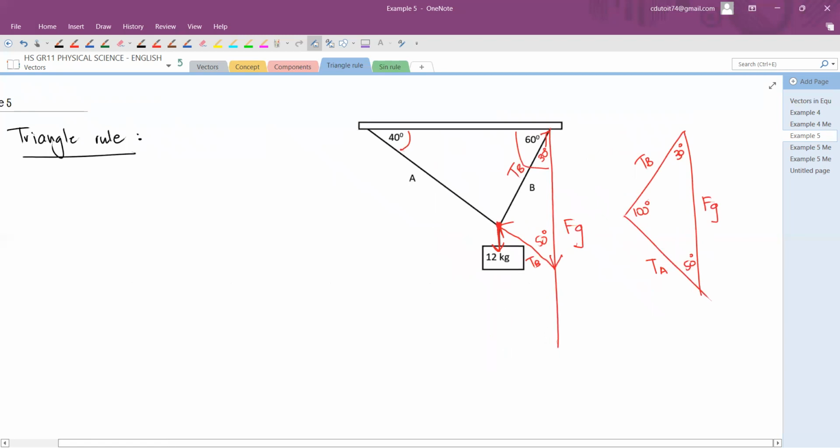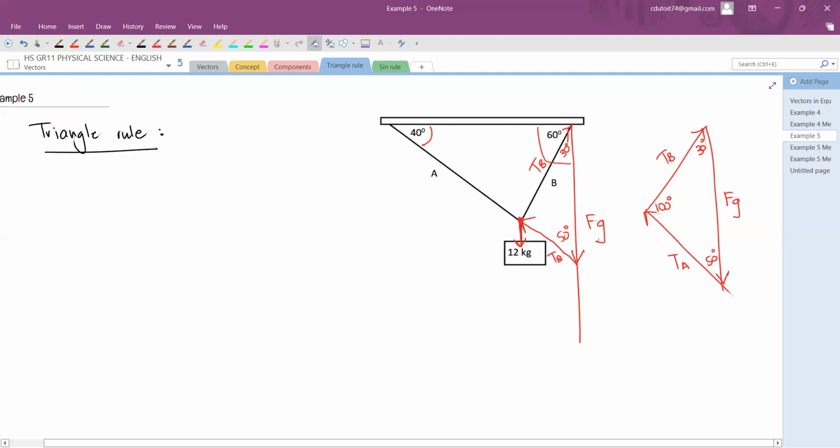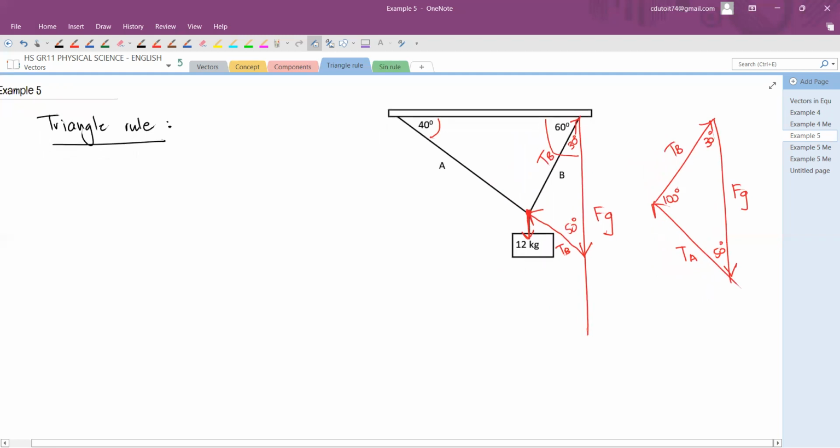Happy? Okay. Down. Up. And there's my triangle of forces. They might ask you to draw a triangle of forces or a triangle of the forces in equilibrium. And that's your triangle with the arrows. And now you can use the sine rule.